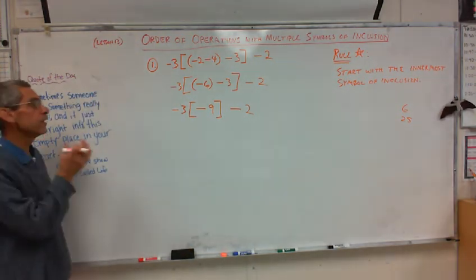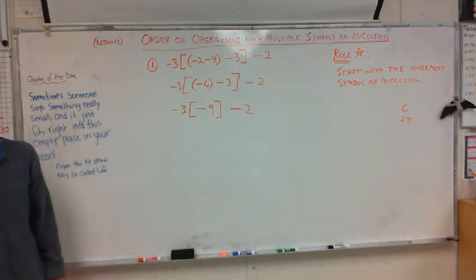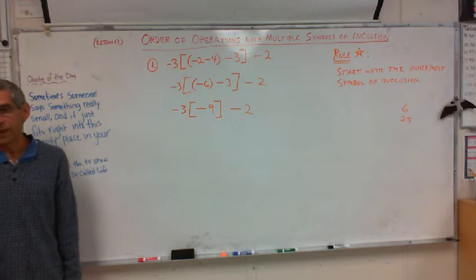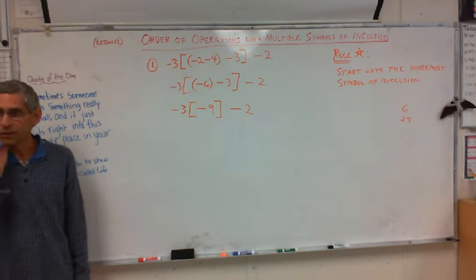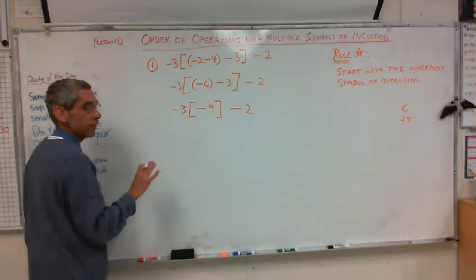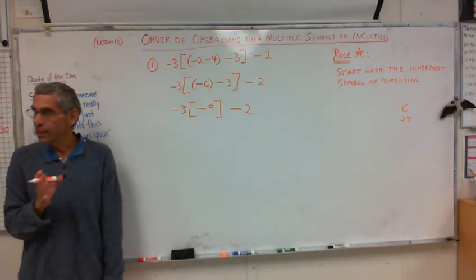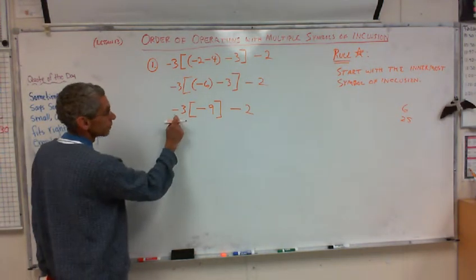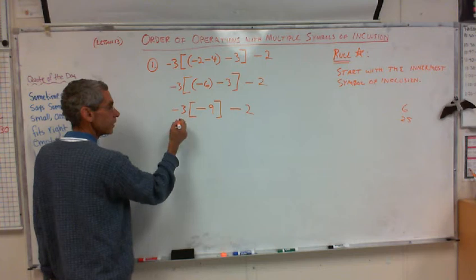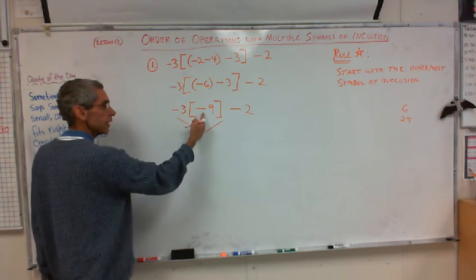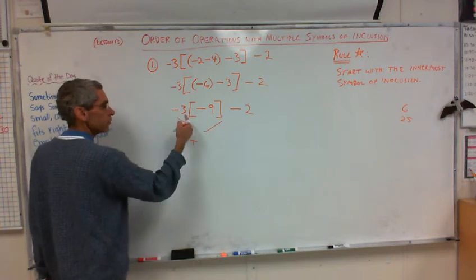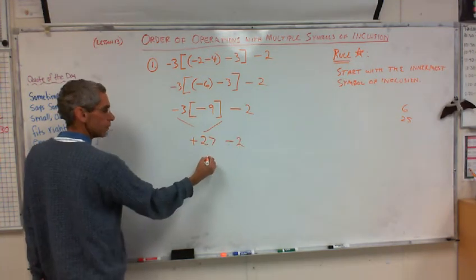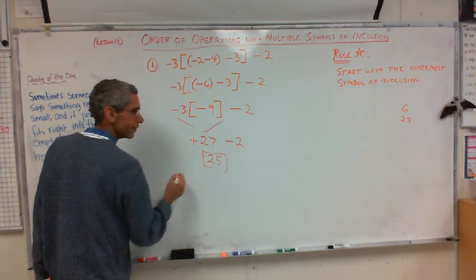Okay, now that I have finished all my parentheses, the braces and brackets are part of the P for PEMDAS. Do you see why? Because they're the same thing, really. They're just different shapes for the same thing. So now that I finished all my insides of my parentheses, now I got to do multiply. There's no exponents, so now I'm moving on to multiply. This is a multiply. Negative 3 times negative 9. Negative times negative is? Positive. 3 times 9 is? 27. Minus 2. What is 27 minus 2? 25.